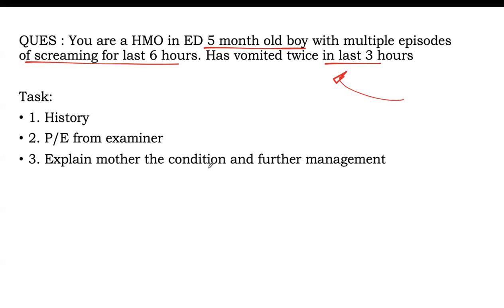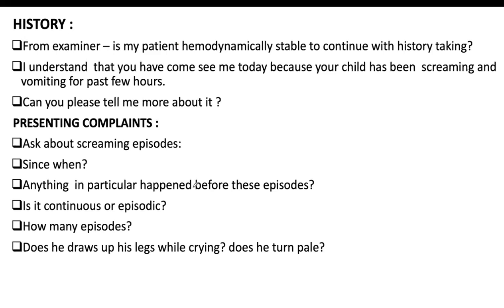So this is a 5-month-old having multiple episodes of screaming with vomiting. First of all, you go in, do the same thing as we normally do, make sure the child is vitally stable, and then ask the parent, can you tell me a little bit more about these screaming episodes? We want to know, when did it start? Did anything particular happen before this episode started? Like, what if the child was playing with some toys and then he inhaled something? We want to know what exactly he was doing when this episode started.